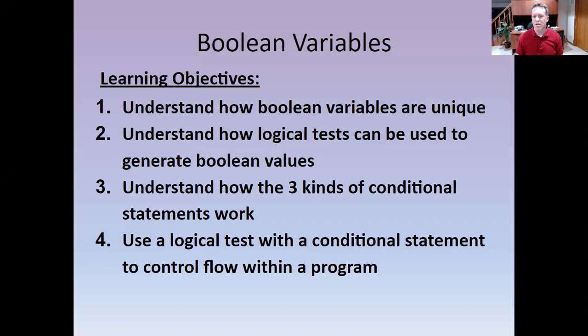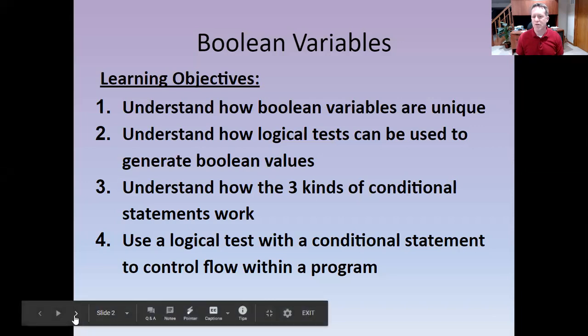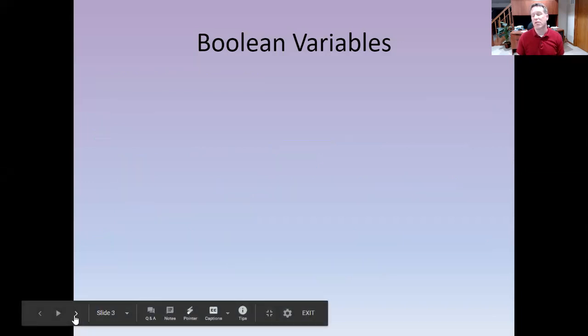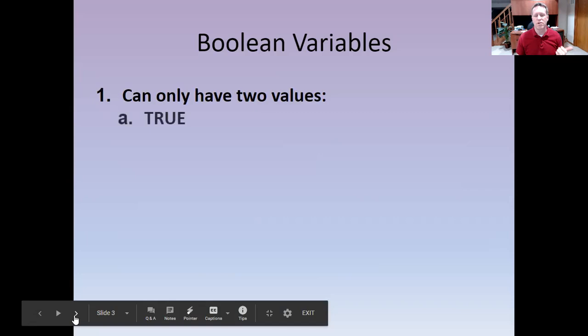All right, so here's our next slide. The first thing we're going to talk about is Boolean variables specifically. This we talked about in our discussion on variables. Booleans are a specific kind of variable that can only have two values. Either they're true or they're false. Those are the only options.